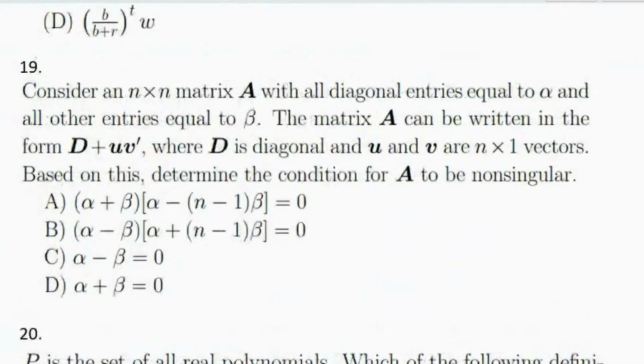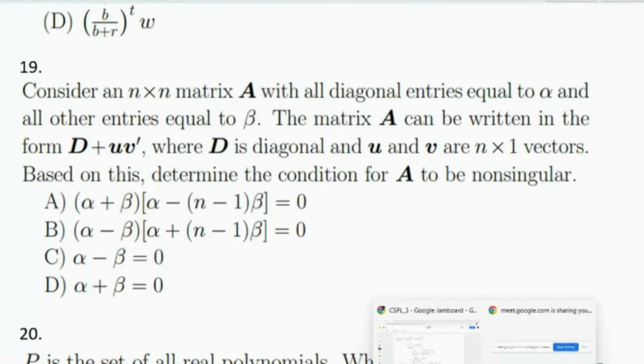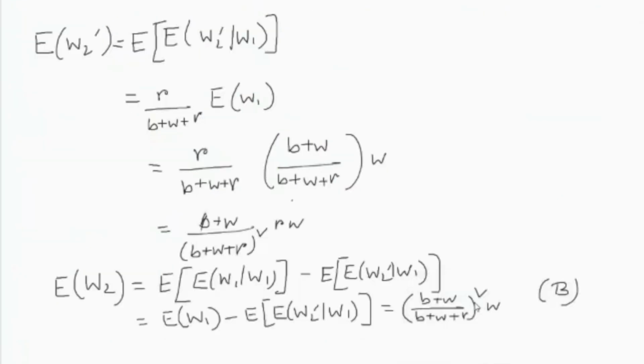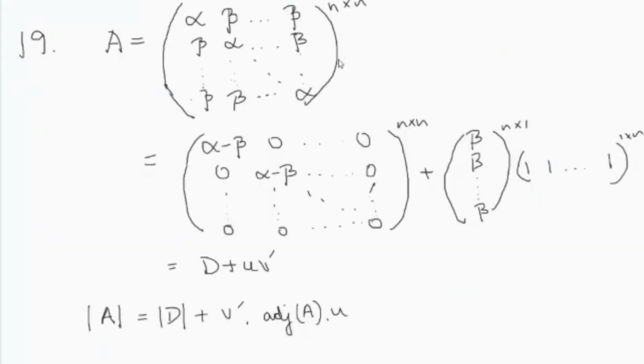Question 19 talks about an n cross n matrix A with diagonal entries alpha and other entries beta. A can be written down in the form D plus U V transpose, where D is diagonal and U and V are n cross 1 vectors. Based on this, we have to determine a condition for which A can be non-singular. This is a very well-known matrix. I believe all of you have seen that matrix at a point of time.